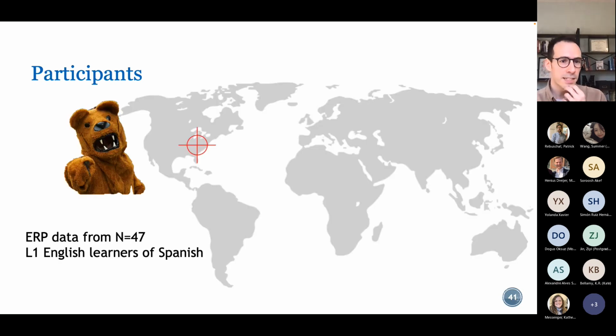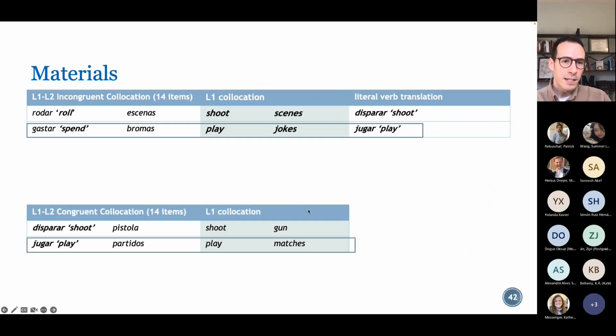All right, so to test these ideas, in this case, we reversed the direction of the language, the dominant and less dominant language. So we tested first language speakers of English learning Spanish at Penn State in the US. And the materials were adapted for the different direction in language dominance, but were otherwise really similar. And just to give you another example, in addition to shooting scenes, in this case, we had "to play jokes," but they were trying to learn the Spanish equivalent for that, which is "gastar bromas," where the verb literally translates as "spend."